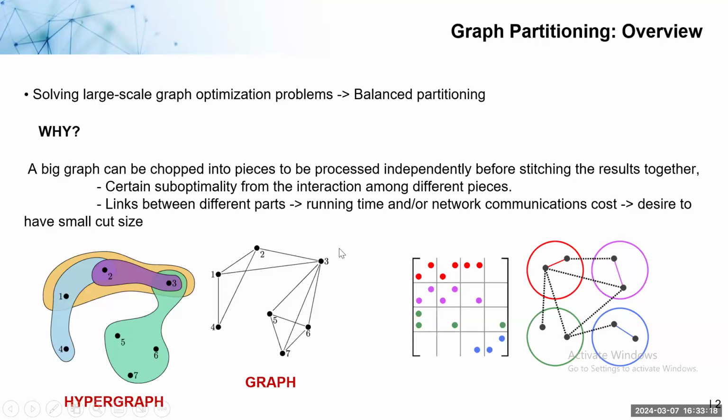There can be some suboptimality from interaction between different pieces. So that is why we would like to have a small cut size, meaning that links between different groups should be fewer to reduce the network communication costs. And we can partition graphs and hypergraphs. In a graph, there is an edge between two vertices, and in hypergraphs, an edge can consist of many vertices, as you can see in the bottom image.